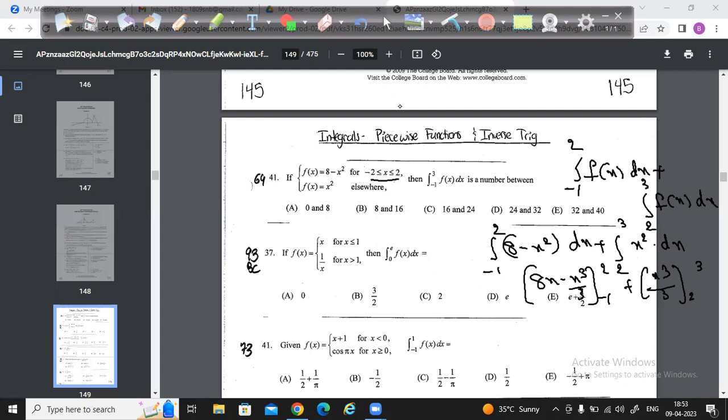And once you do this, you tell me the answer for 37. Everyone, please do this and type your answers. Everyone should type the answer. Tell me what is the answer that you got there.